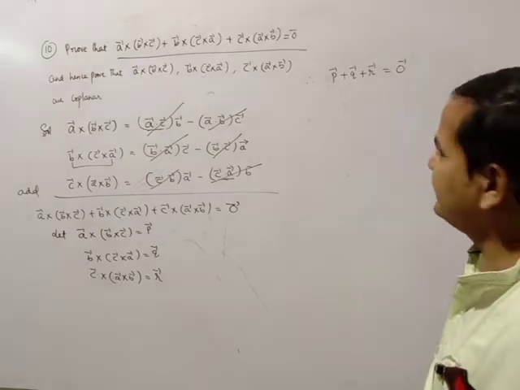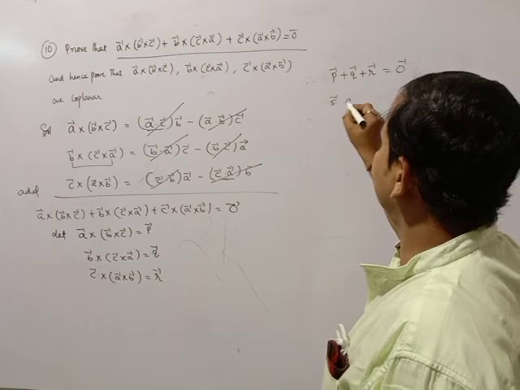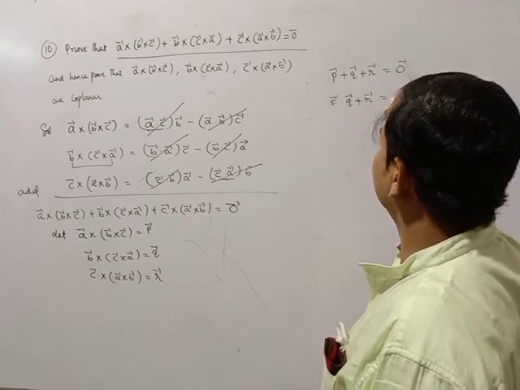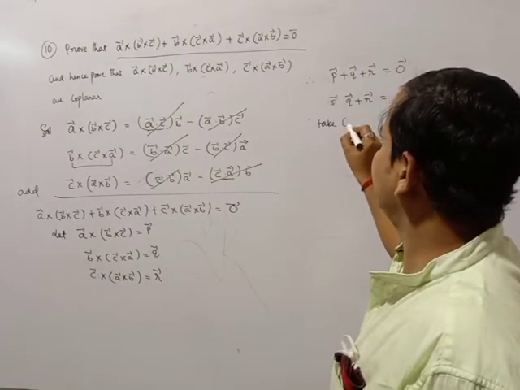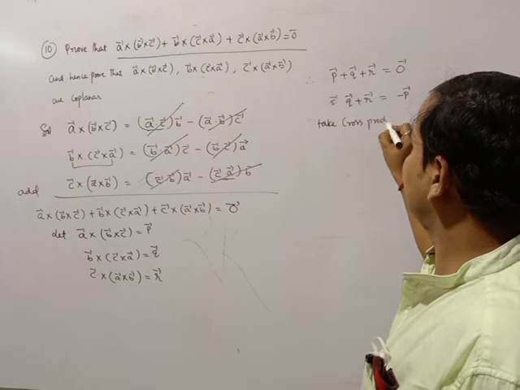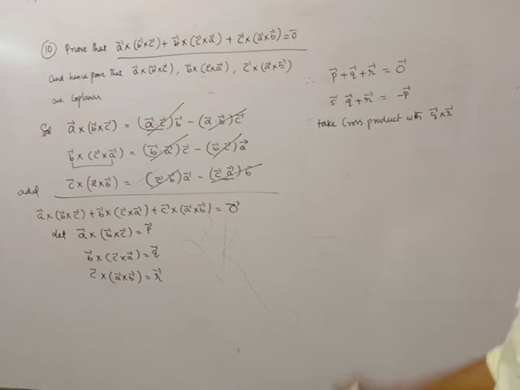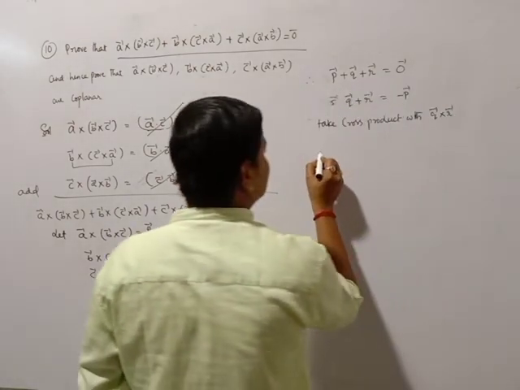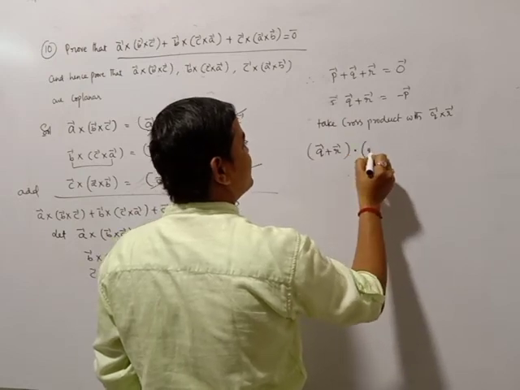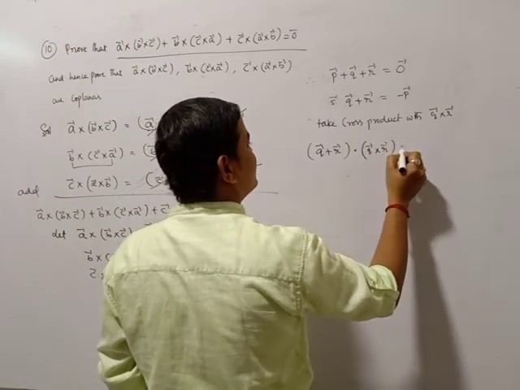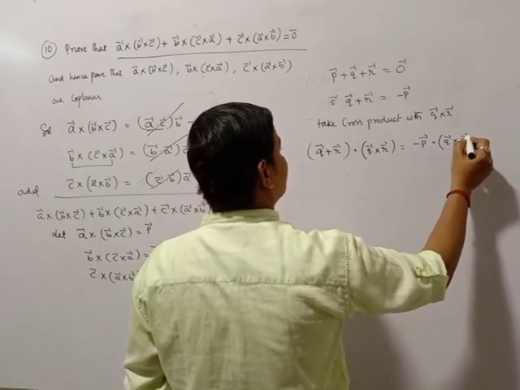Okay. Take any vector from this side. p bar you can keep here, otherwise q bar plus r bar is equal to minus p bar. Take the dot product with q bar cross r bar. Then q bar plus r bar dot q bar cross r bar is equal to minus p bar dot q bar cross r bar.